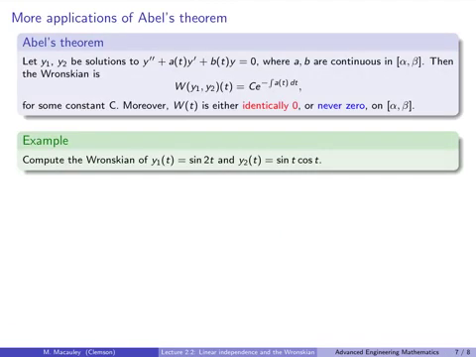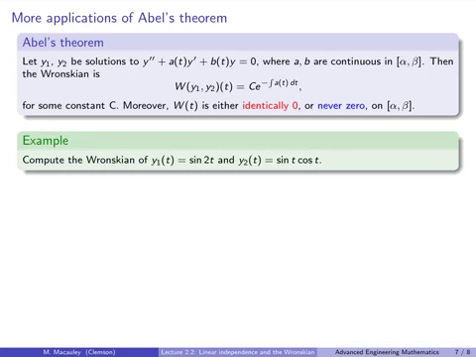Let's conclude with two more examples of applications of Abel's theorem. Here I've put the statement of Abel's theorem above just so you can see it. Here's an example. I think I mentioned this at the beginning of this lecture. Let's compute the Wronskian of these two functions. y1 of t is sine of 2t, and y2 of t equals sine t cosine t. Now this is the sort of thing where you look at this and think, well, these are not scalar multiples of each other, so they're linearly independent.